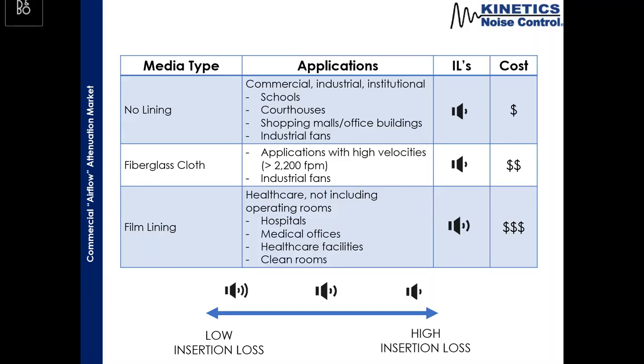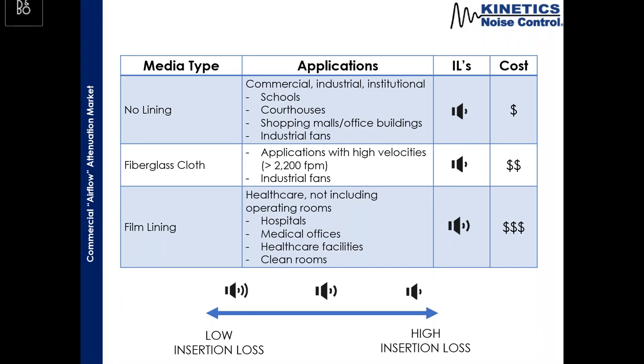As the velocities get higher and we get into industrial applications, we do want to look at putting a fiberglass cloth between the perf and the media. And we look at that around 2,200 feet per minute. We don't see any real difference in insertion loss performance at this point, but we are looking at, again, adding a premium to the silencer by including that lining.